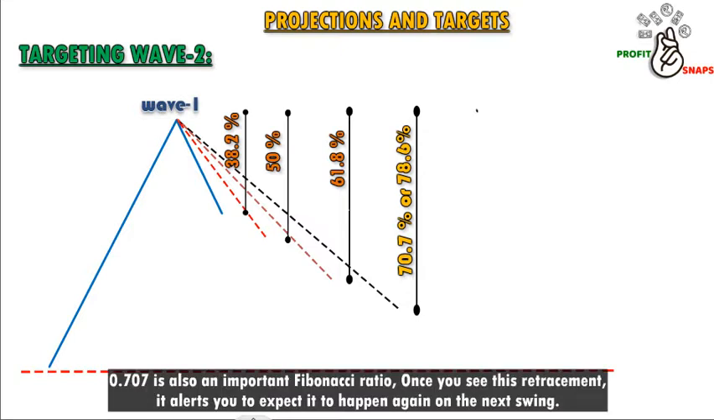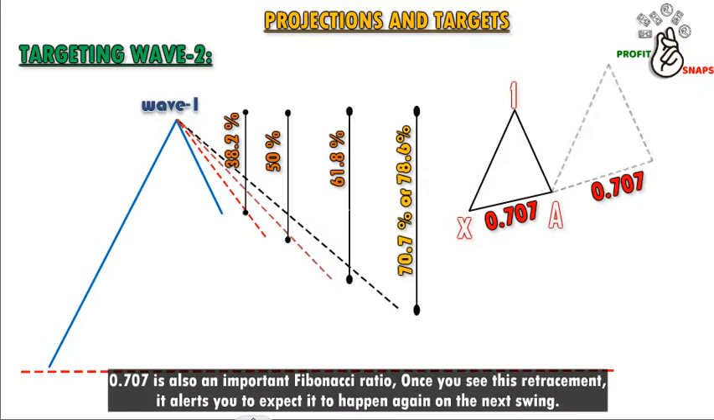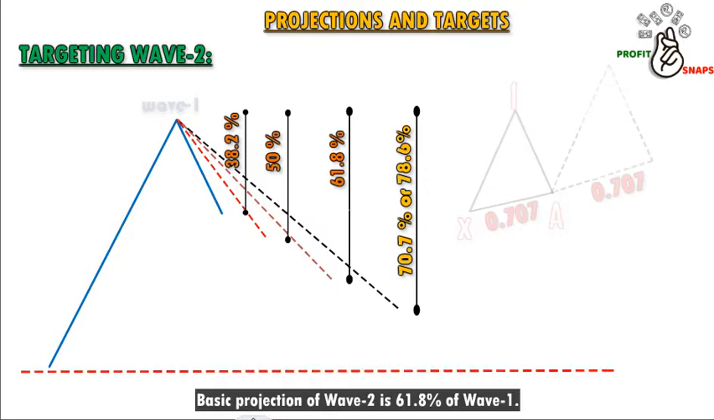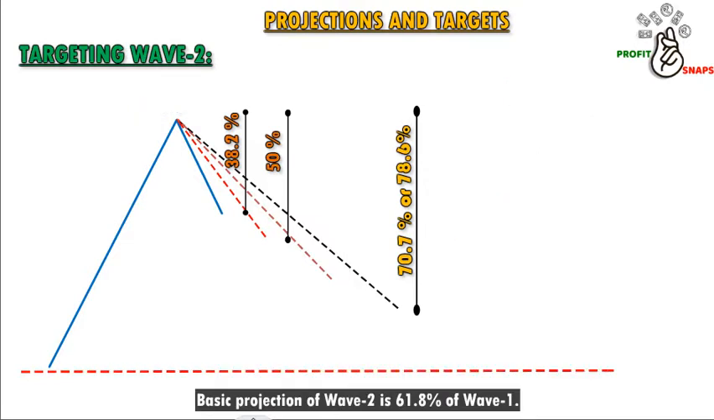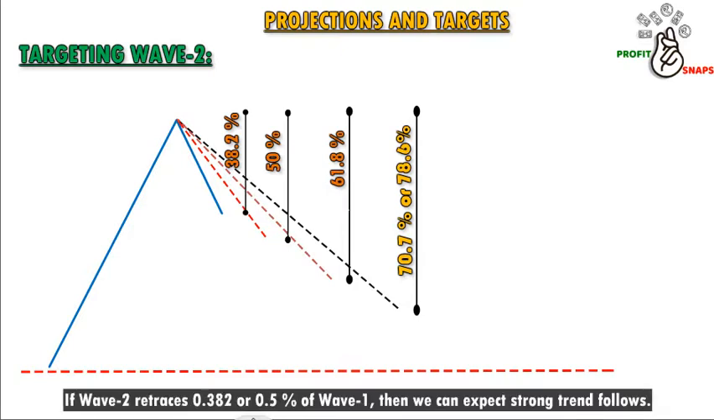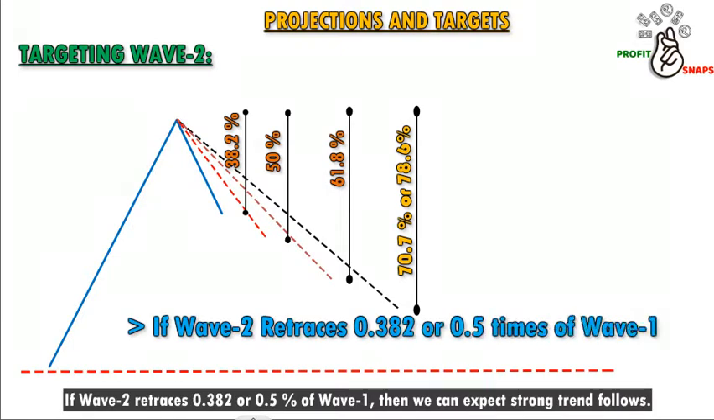0.707 is also an important Fibonacci ratio. Once you see this retracement, it alerts you to expect it to happen again on the next swing. Basic projection of wave 2 is 61.8% of wave 1. If wave 2 retraces 0.382 or 0.5 of wave 1, then we can expect a strong trend to follow.